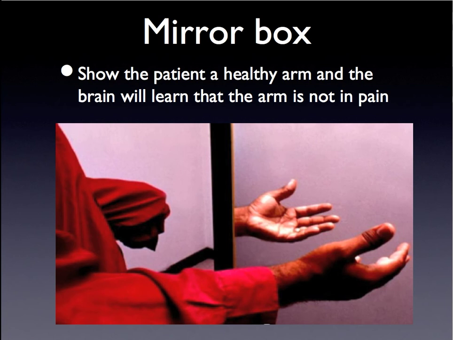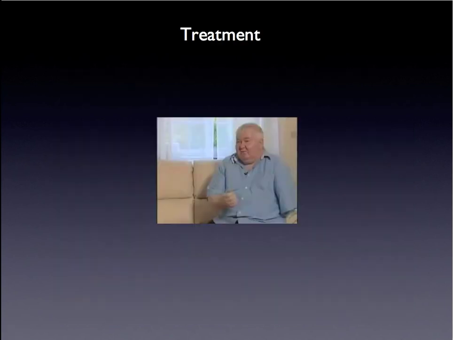And what happens is the brain starts to receive feedback that it has a healthy working left hand. And when you do this in patients, they start to learn that the arm is not in pain. They report having diminished pain over time. I'm going to show you a little movie of this in another patient.